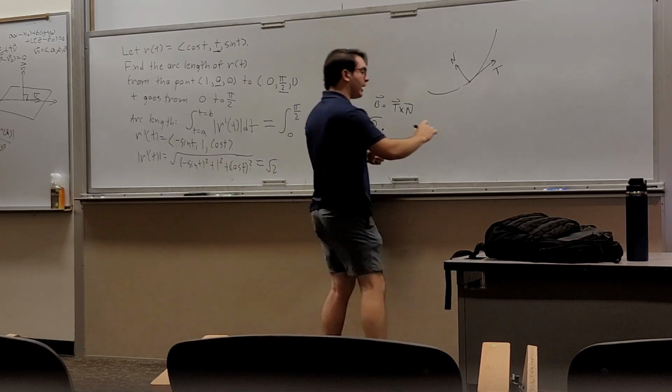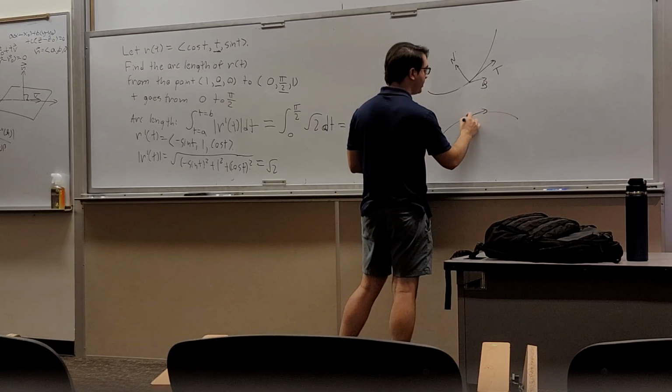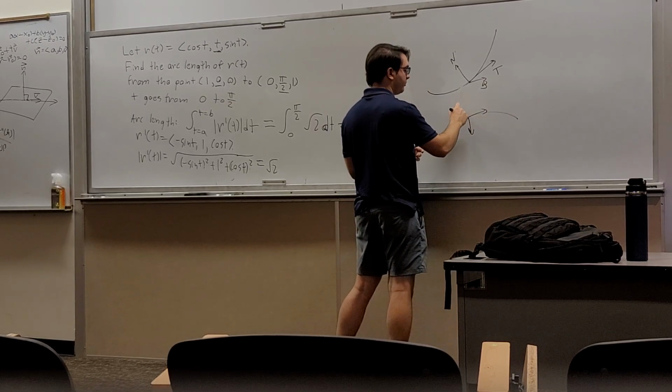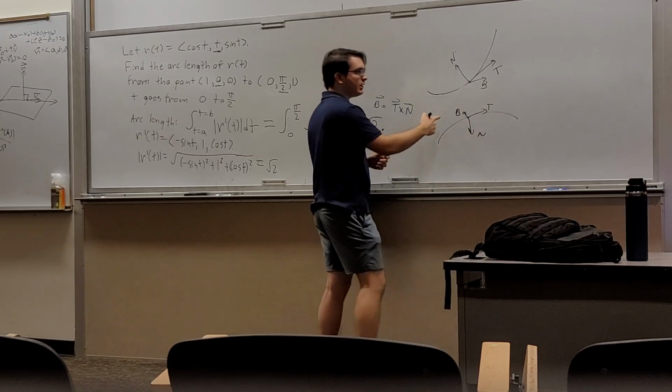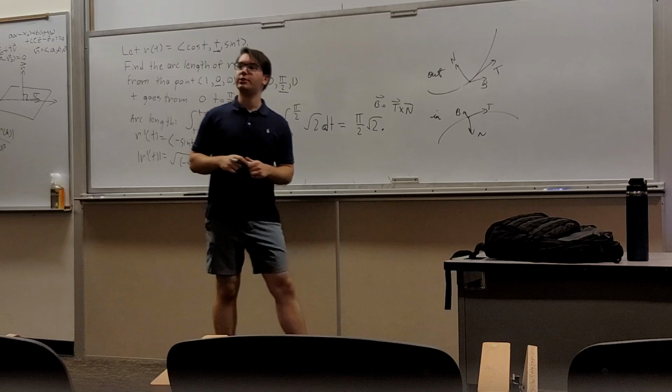Right? So if this was an outward one, so this is out of the page for me. If it was like this, my T is here, my N is here, T, N, this would be into the page. This is in, this is out. Does everyone understand that?